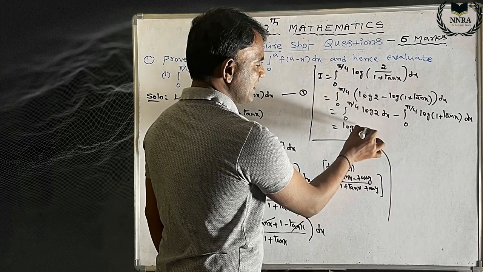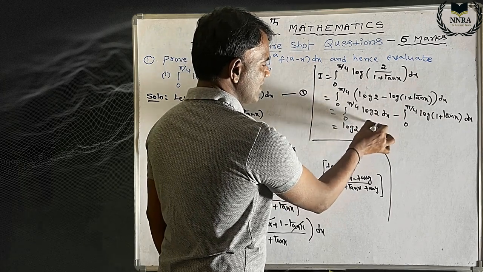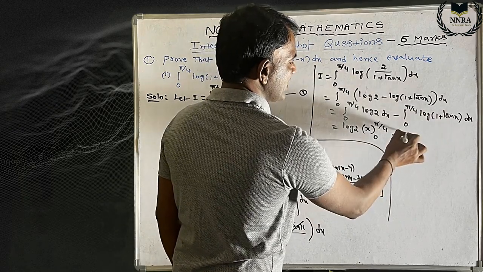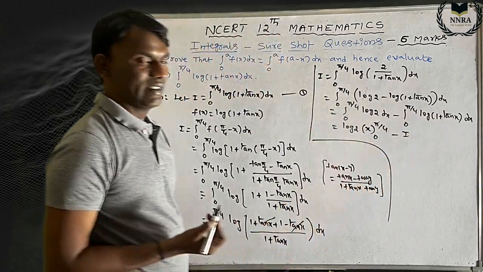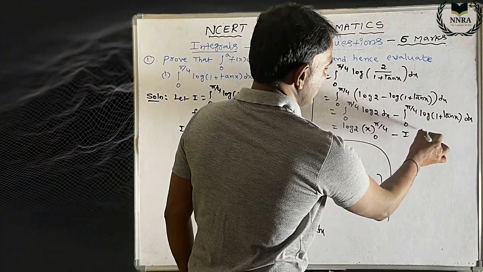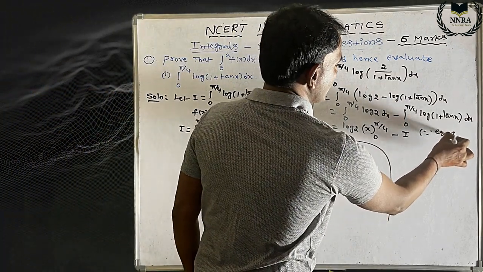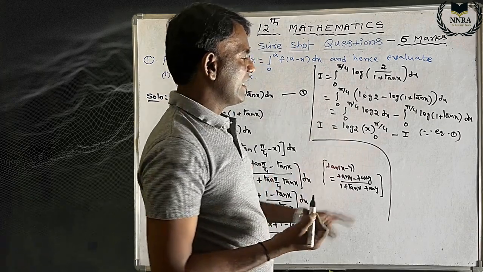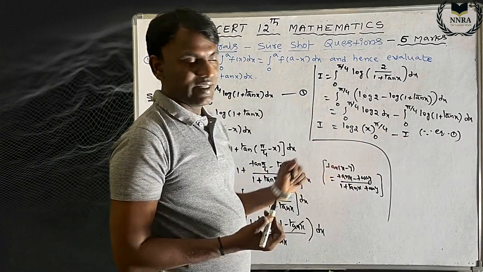And what is integral dx? That is x. Limits are 0 to pi by 4. And minus this whole integral value can be written as I. Why? Because that is a given value. So in bracket, from equation number 1, already the left hand side value is I. In the next step, just write minus I this side.